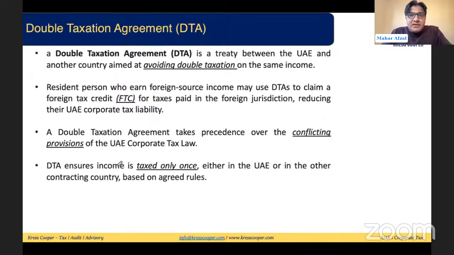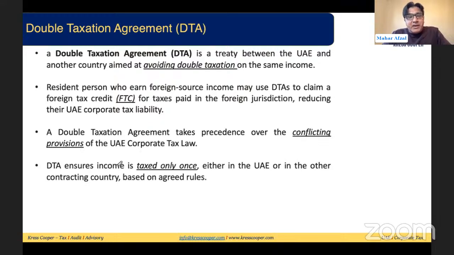So, as I mentioned, resident juridical persons, a resident natural person, or a PE of a non-resident person have two sources of income. One is the UAE sourced income, the other is foreign source income. Once it is foreign source income, you have already paid the tax outside the UAE. Then you need to consider the provisions of the double tax treaty to claim the foreign tax credit.